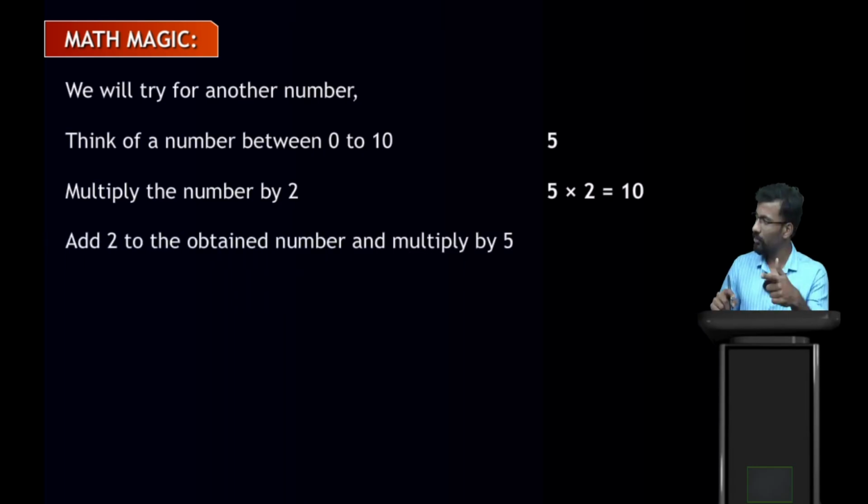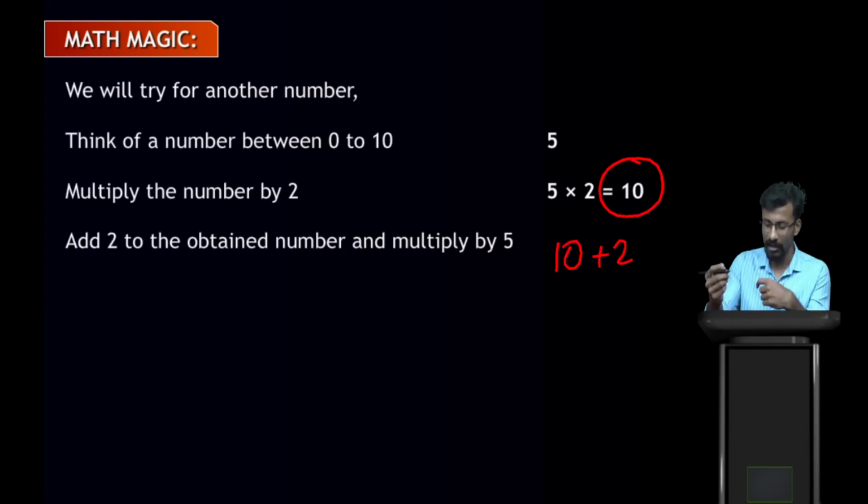Then we have to add 2 to the newest number, and whatever result we get, we have to multiply it by 5. So add 2 to the obtained number and then multiply by 5. Firstly, our operation is to add 2, and then our second operation is to multiply the whole number by 5. So 10 plus 2 is our first procedure, and the second procedure is to multiply it by 5.